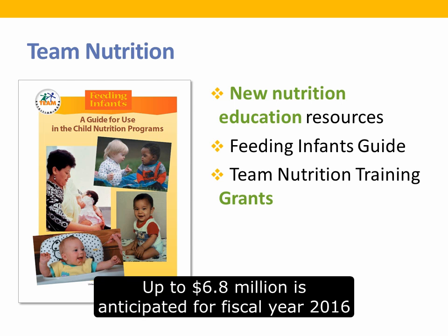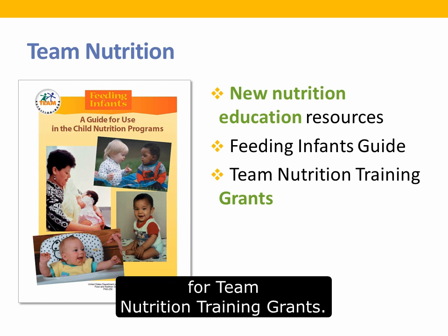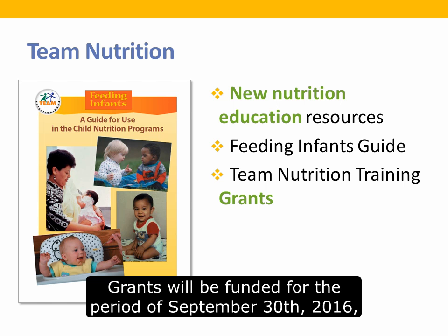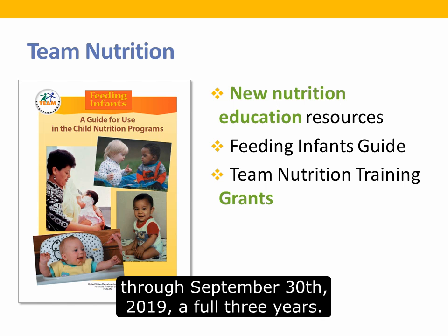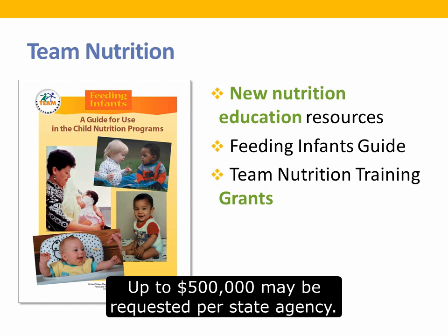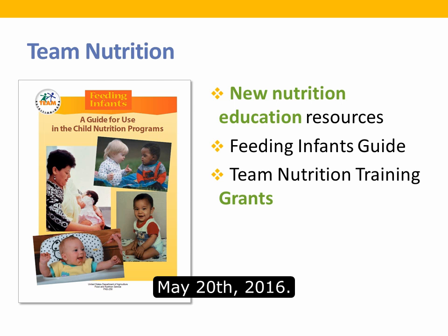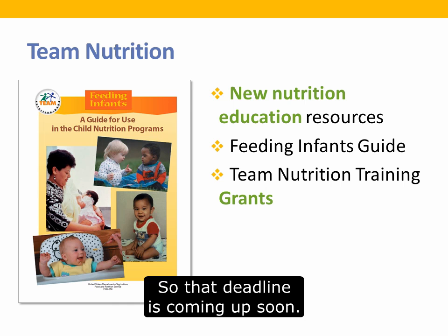Up to $6.8 million is anticipated for fiscal year 2016 for Team Nutrition Training Grants. Through a competitive grants process, Team Nutrition Training Grants will be funded for the period of September 30th, 2016 through September 30th, 2019, a full 3 years. Up to $500,000 may be requested per state agency. Grant applications must be submitted through grants.gov by May 20th, 2016. So that deadline's coming up soon.